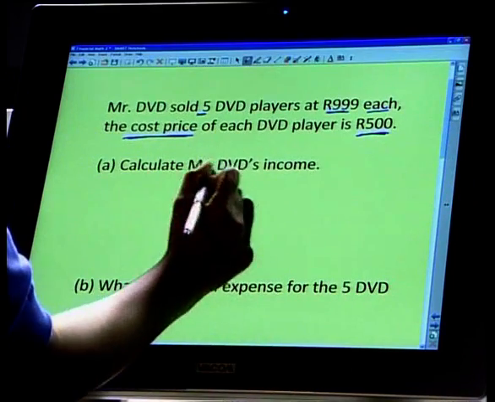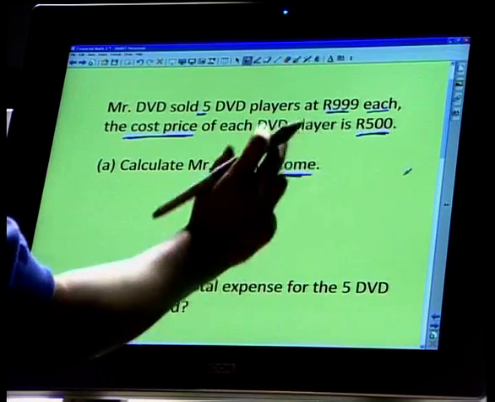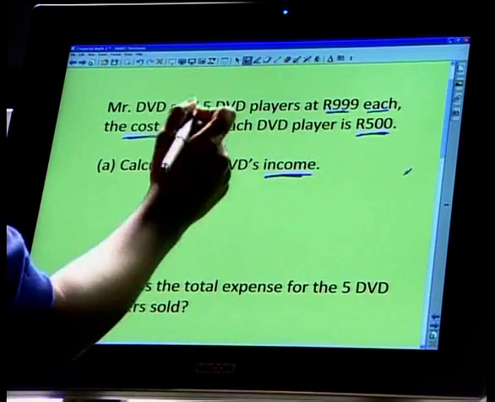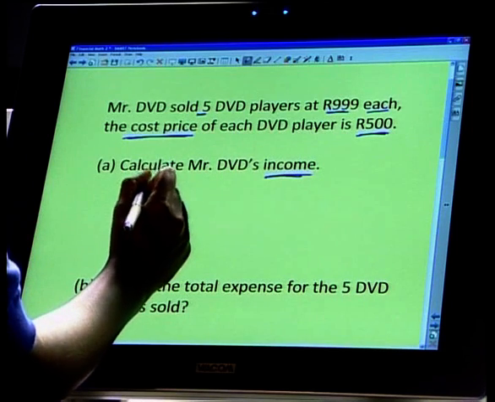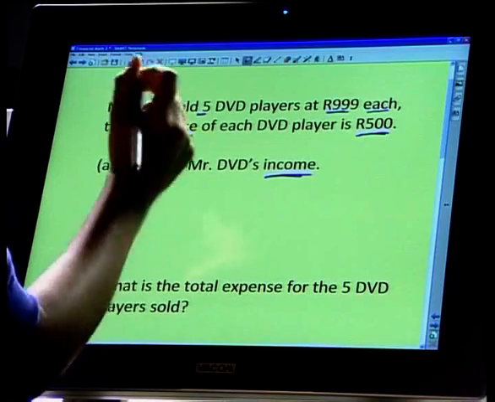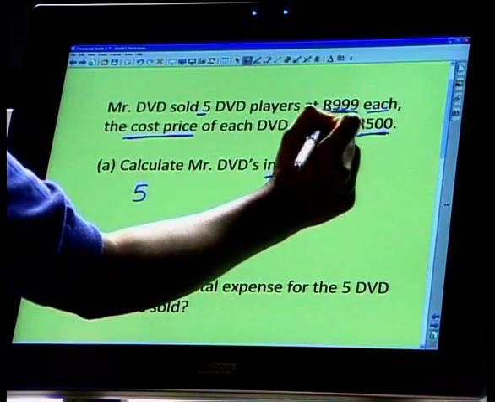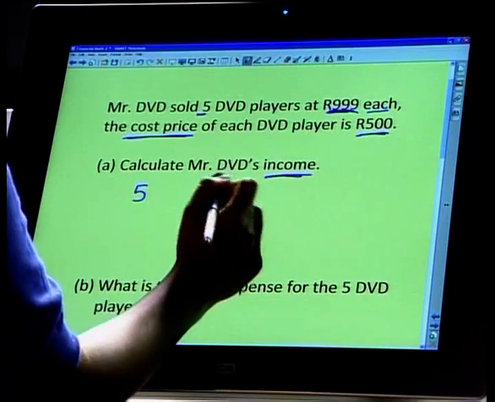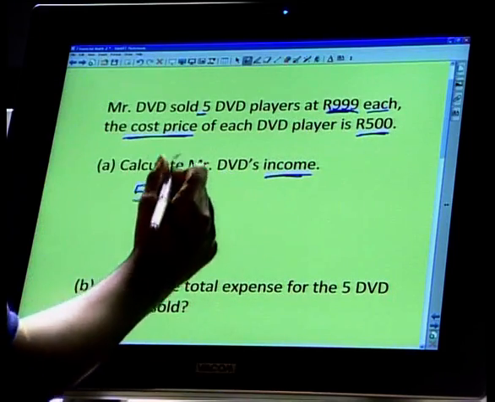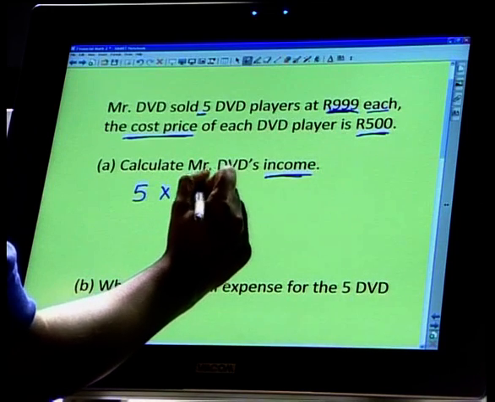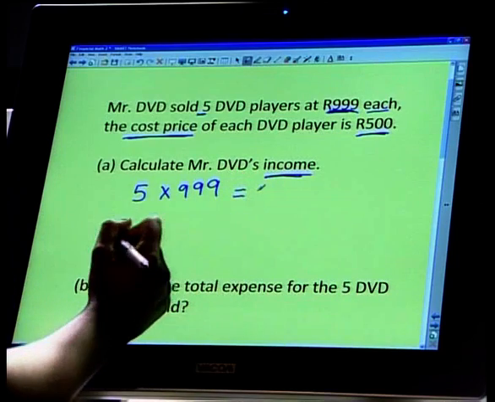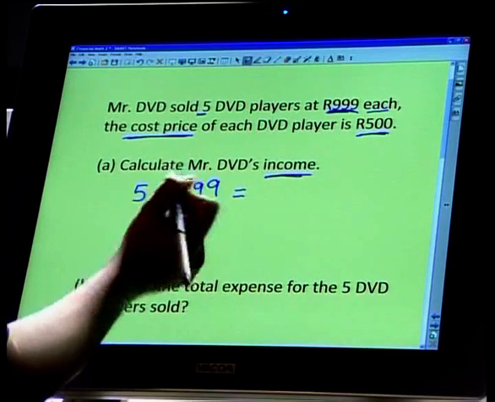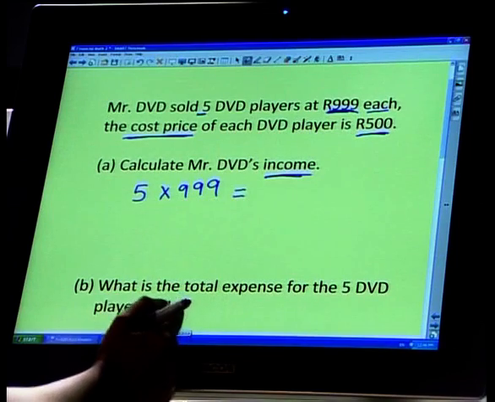Firstly, they want us to calculate Mr. DVD's income. Remember, income means the money that he is getting into the business or this business is making. So we know that they are selling 5 DVD players at this business, and we know that each of them costs 999 Rand. So if I want to work out in total how much Mr. DVD will make, I need to times 5 by the selling price of each of the DVDs. So 5 times 999 Rand will give me my total income. Alright, so we can do that.